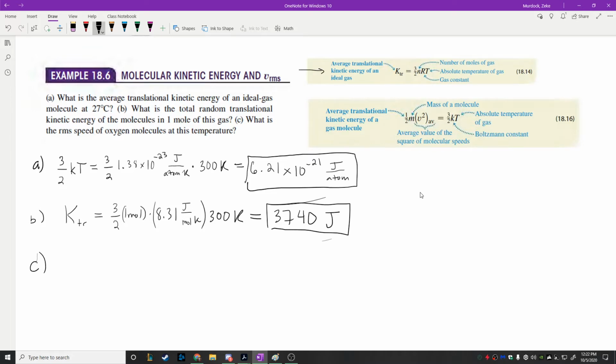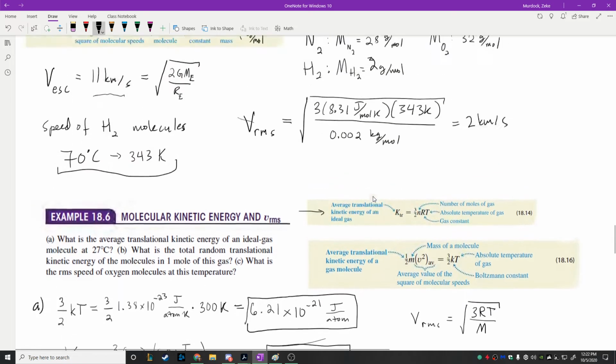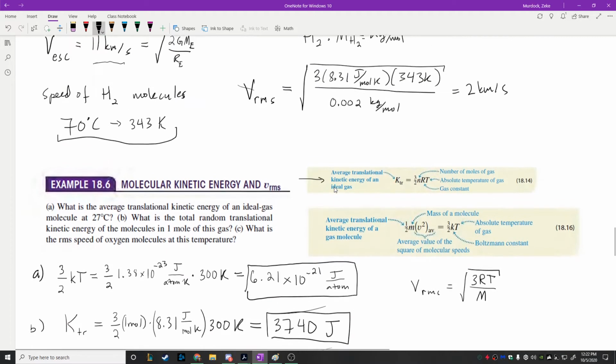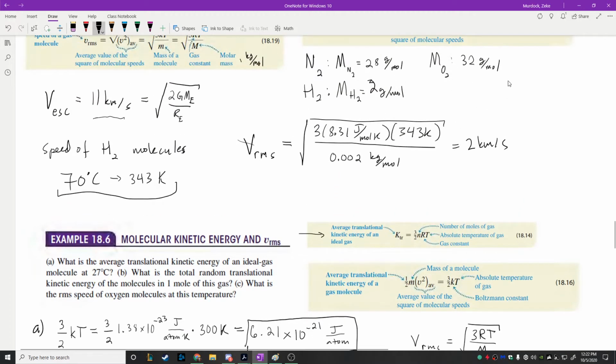Part C. What is the RMS speed of oxygen molecules at this temperature? So to get that, we need our other equation, which said that Vrms was equal to the square root of, I think it was 3RT over the molar mass, right? We'll scroll just a little bit here, but I think that was right. Yep, 3RT divided by the molar mass. And the molar mass of oxygen is 32 grams per mole.